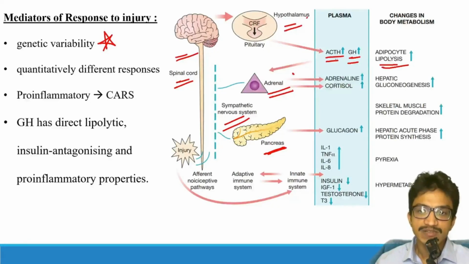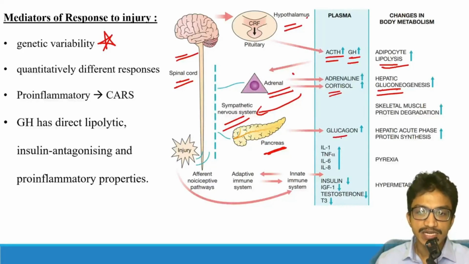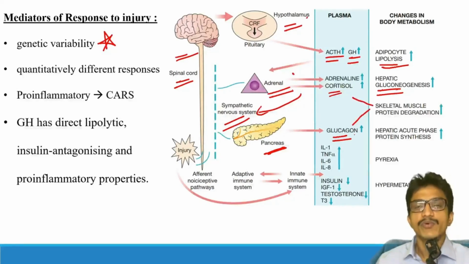Now this ACTH will work on the adrenal to secrete adrenaline and cortisol, that is both the glucocorticoid and the mineralocorticoid, and that will lead to hepatic gluconeogenesis. This will also act on the sympathetic nervous system, which will also act on the pancreas to secrete glucagon. So there will be an increase in the glucagon in the body. All in all, this will lead to skeletal muscle protein degradation and hepatic acute phase protein synthesis.